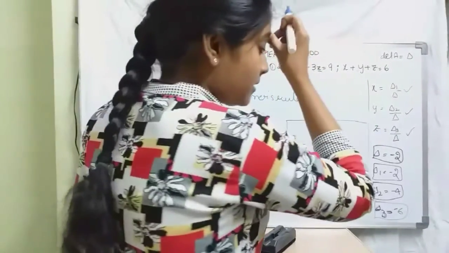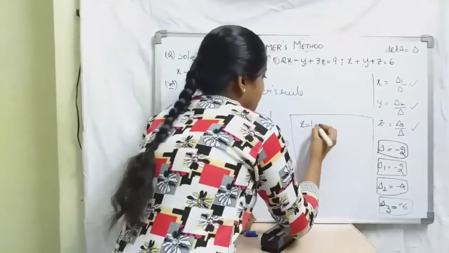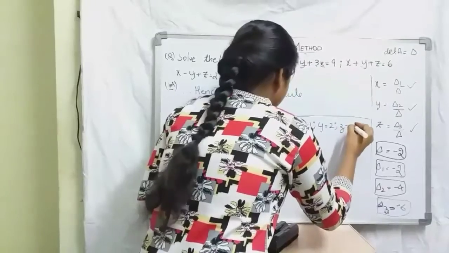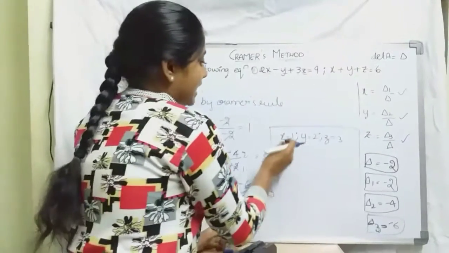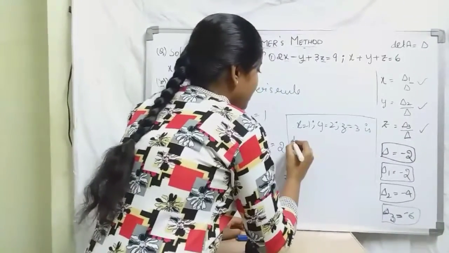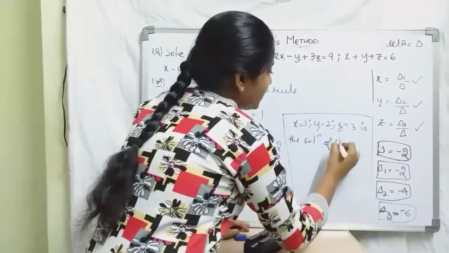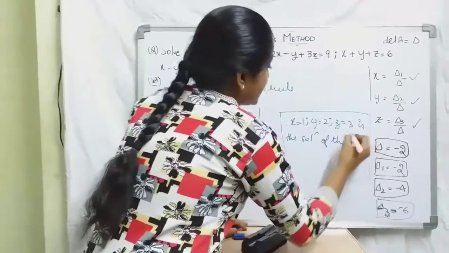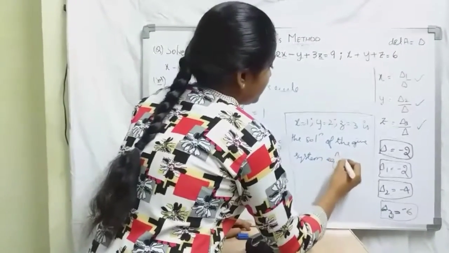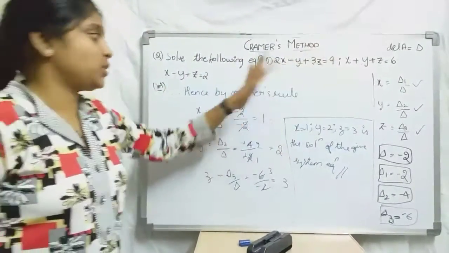Now we will write here the final step. Therefore, x is equal to 1, y equals 2, z equals 3 is the solution of the given system of equations. Okay. Here we end up with Cramer's method, that means Cramer's rule.